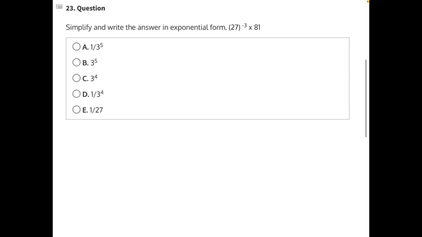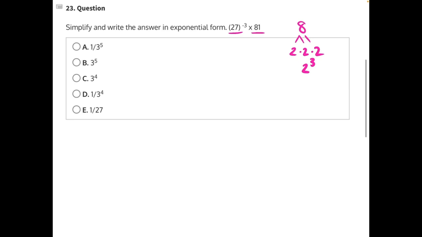Simplify and write the answer in exponential form. To do this, we're going to need to break apart each of these terms into a string of multiplication, all using the same identical number. So if I were to break apart 8 into something like that, I could break it apart into 2 times 2 times 2, which is the same thing as 2 to the third power. That's its most simplified exponential form.